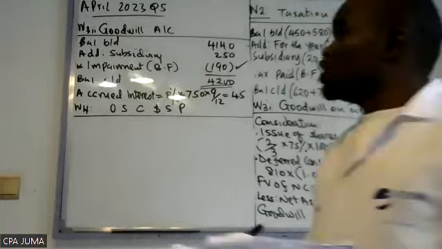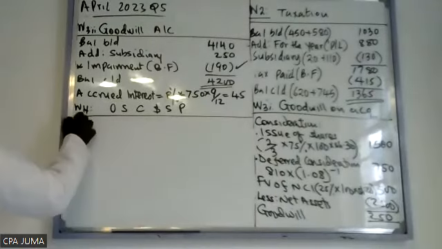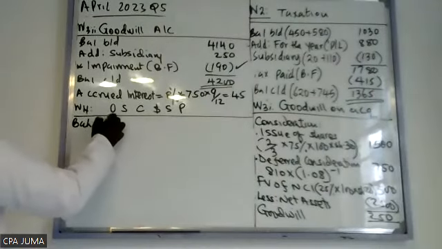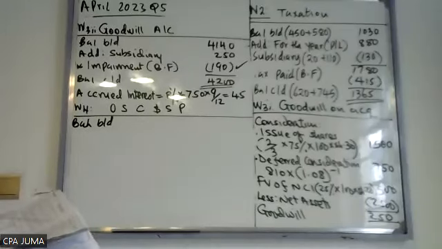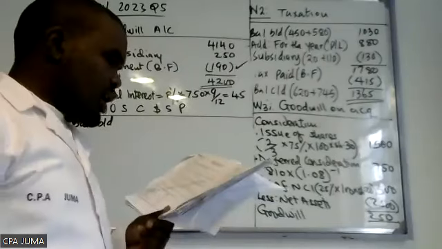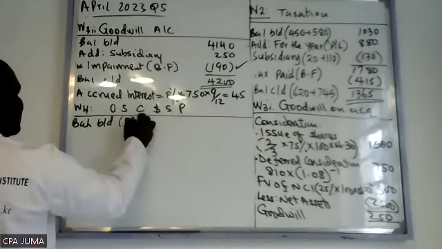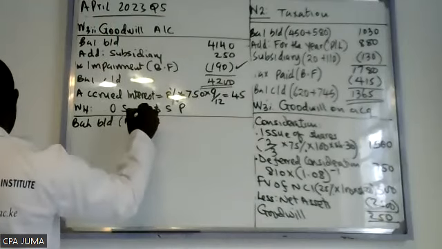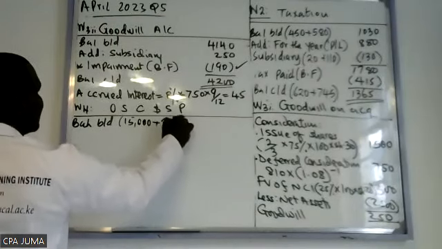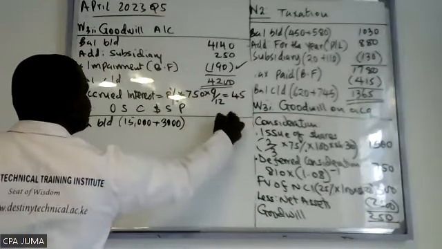People are ready? So you come and say, balance brought down. Balance brought down 15 plus premium. Premium was 3. So we are talking of 18.